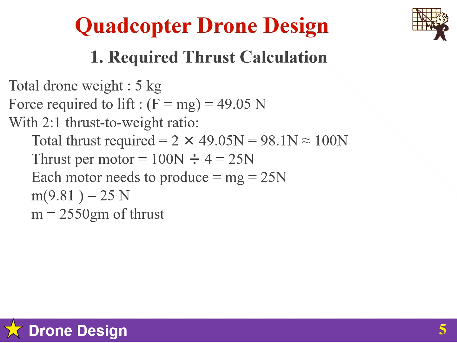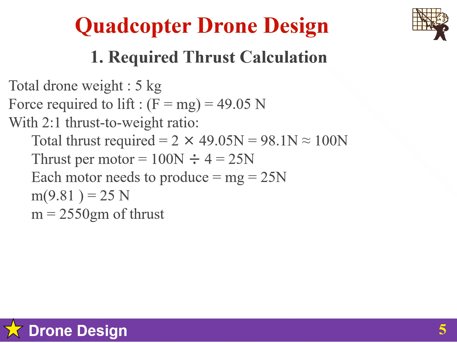Let's pause and appreciate this requirement. Each motor must produce 2550 grams of thrust, 5 times what a 1 kg drone required. This isn't just scaling, this represents a fundamental shift in motor technology and propeller aerodynamics.